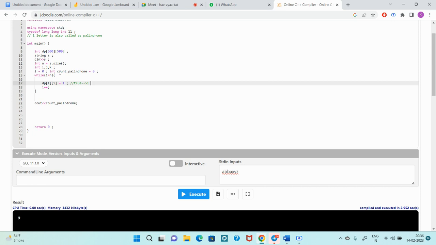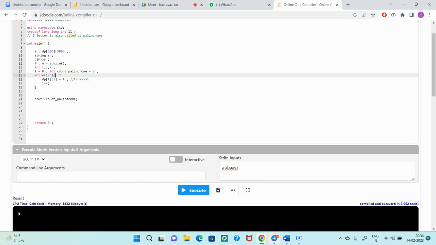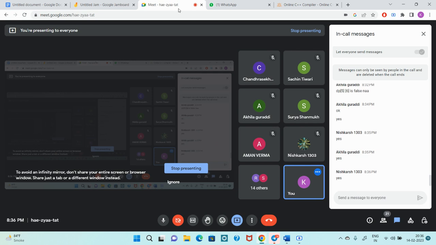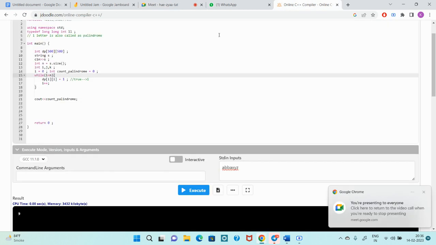So guys, I have filled my DP array with the base case that all dp[i][i] will be true. Why? Because one letter is always a palindrome. Is this much clear, guys? Please write yes in the chat. Guys, please write yes in the chat. Everyone, yeah, okay. Thank you. Guys, now I wanted to add one more thing.